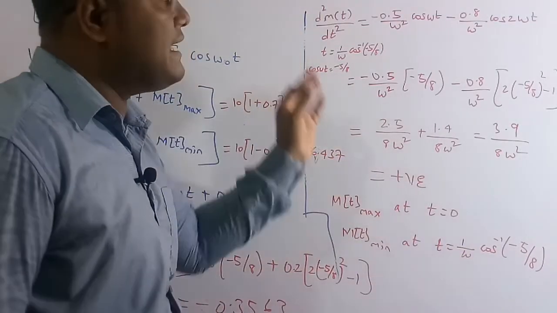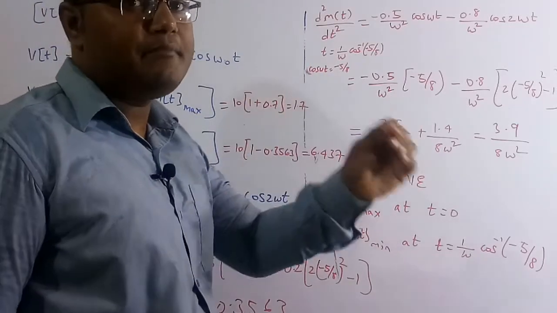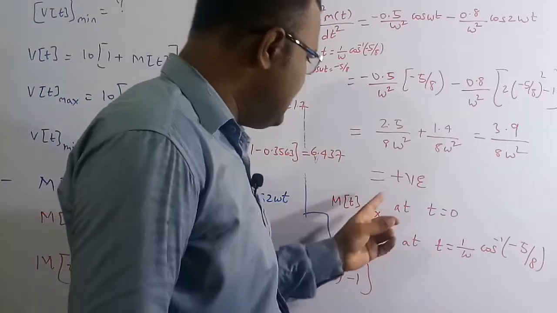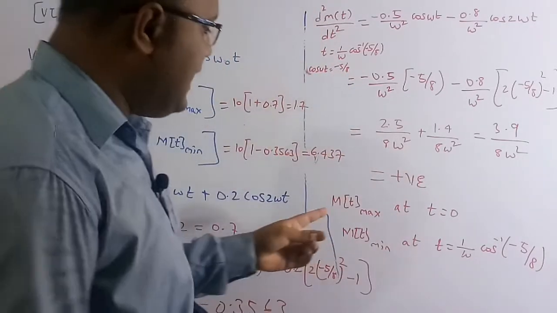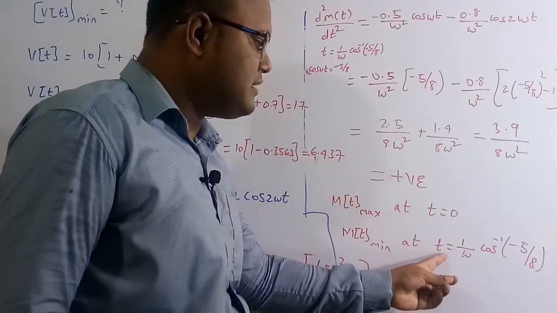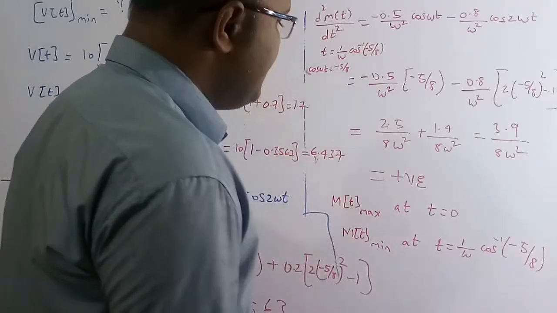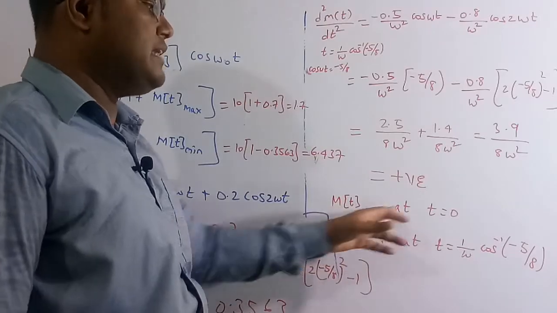So whenever the second derivative is positive at a particular time instant, then at that time instant this m of t is going to have a minimum value. So finally we can conclude that at t is equal to 0, we are going to get the maximum value of the function, and at t is equal to 1 by omega cos inverse of minus 5 by 8, we are going to get the minimum value. So we need to find these two values at these particular instants.